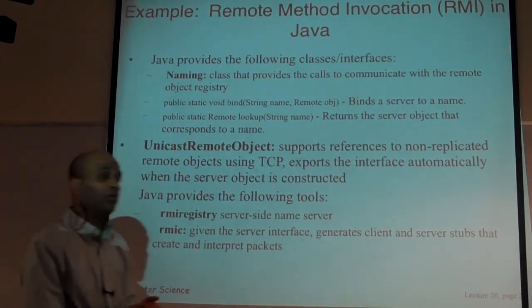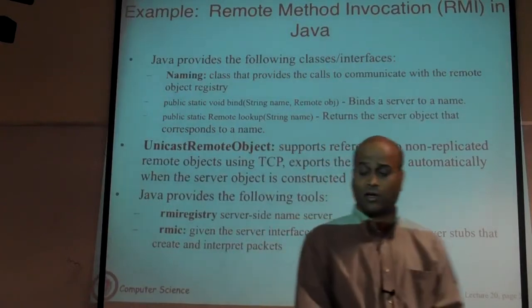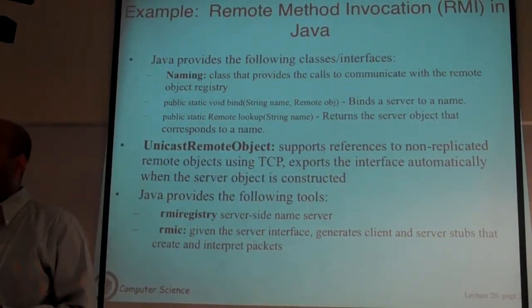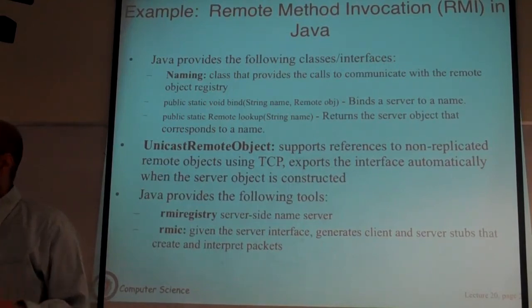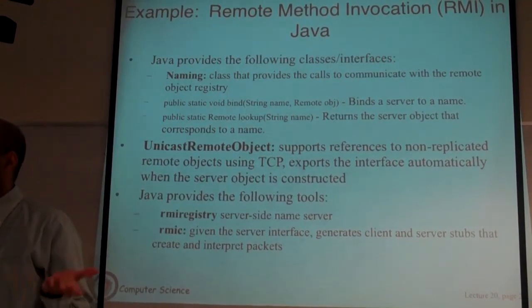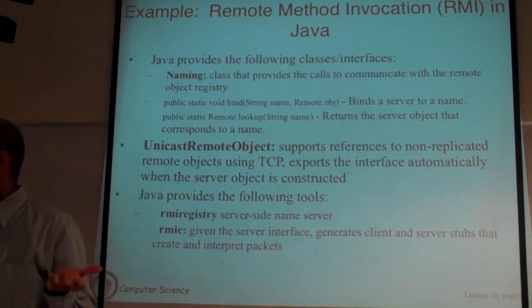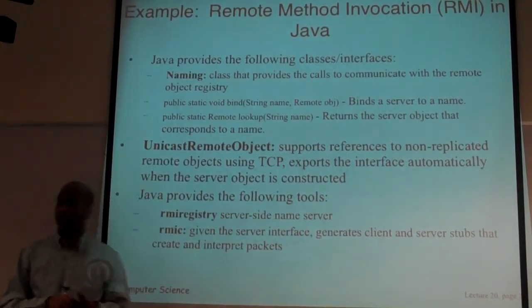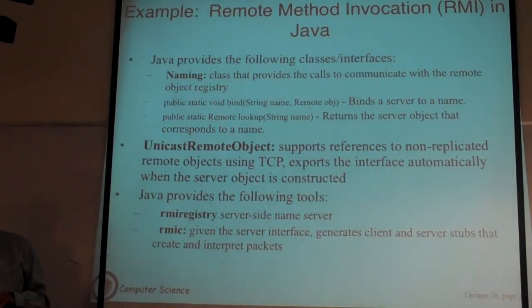Remote method invocation, or RMI, is RPC in the Java world. They are built into the language. RPCs are not part of C; they are libraries written on top of C. In the case of Java, support for RMI is built into the language. It is part of the Java spec.